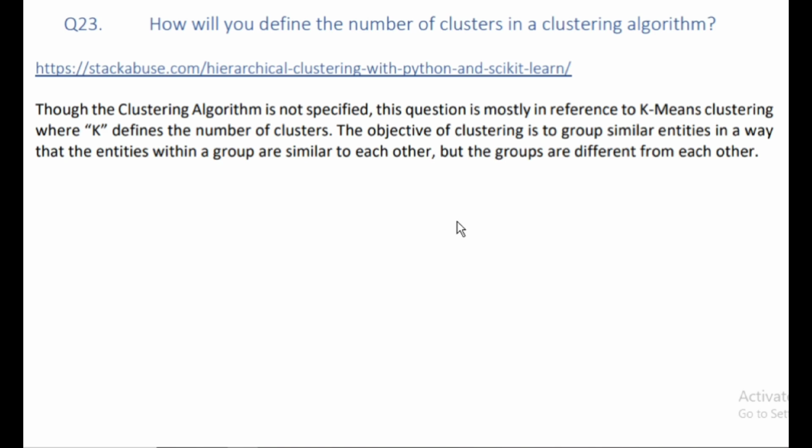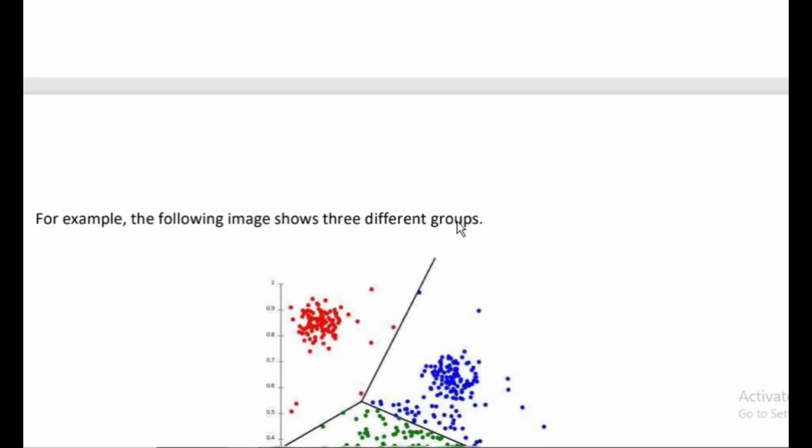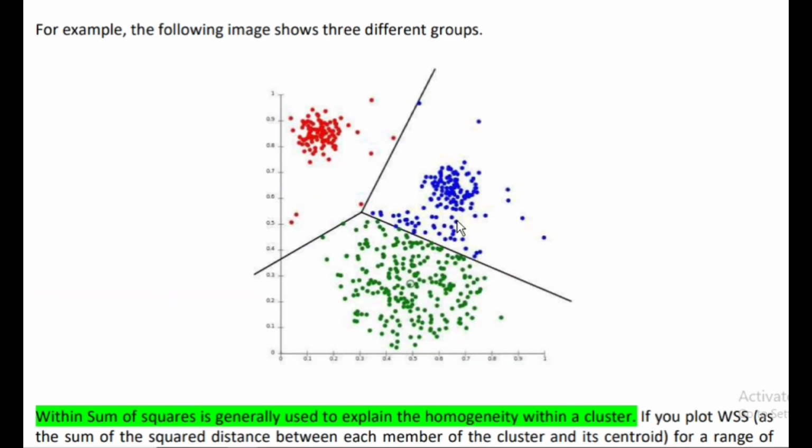Question number 23. How will you define the number of clusters in a clustering algorithm? Though the clustering algorithm is not specified, this question is mostly in reference to k-means clustering, where k defines the number of clusters. The objective of clustering is to group similar entities in a way that the entities within a group are similar to each other, but the groups are different from each other. For example, the following image shows three different groups.